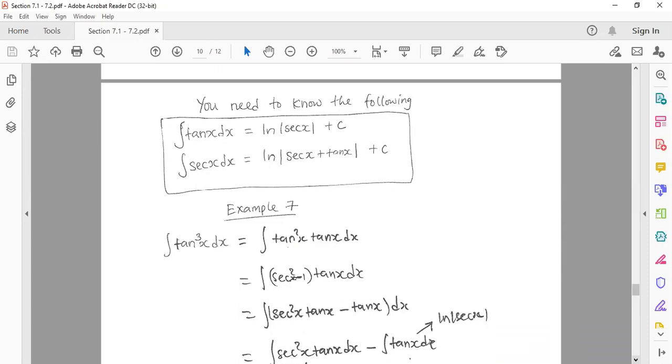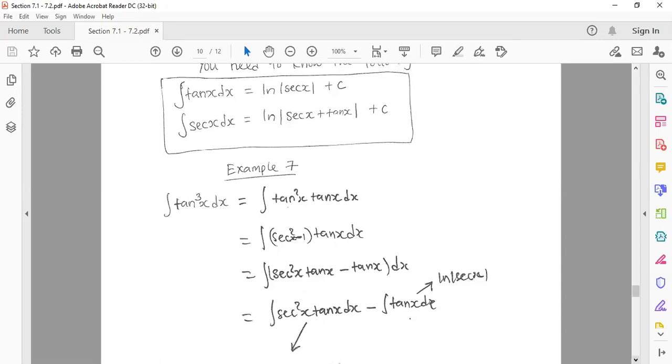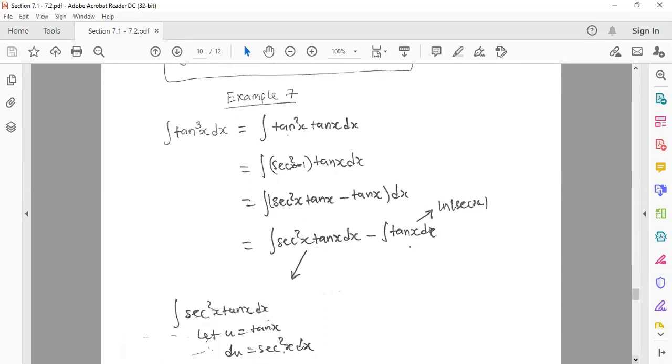We already know the integral of tan x. Do we know how to integrate sec squared tan x? Yes, it's just a u substitution. If you let u be tan x, the derivative of that is sec squared x, therefore it's just a u substitution. You see, just by playing around with your identities, it becomes something that you can easily solve.